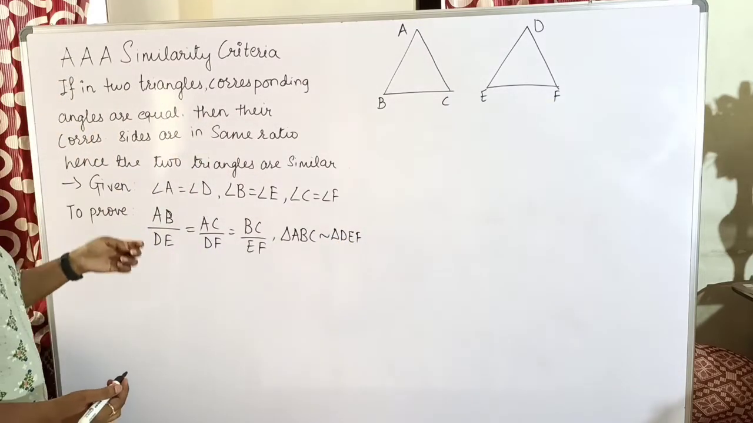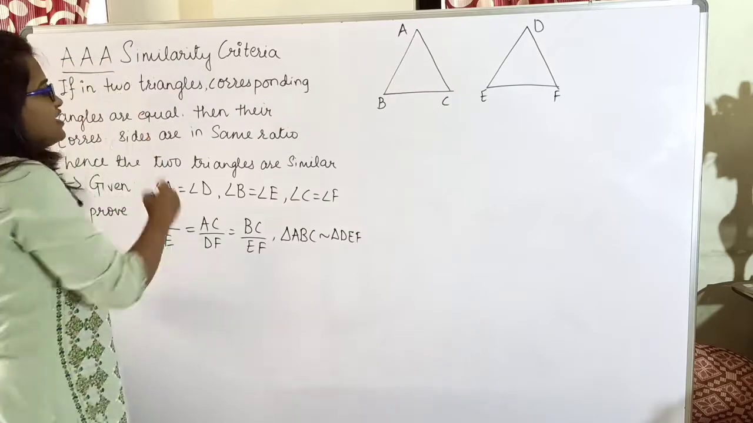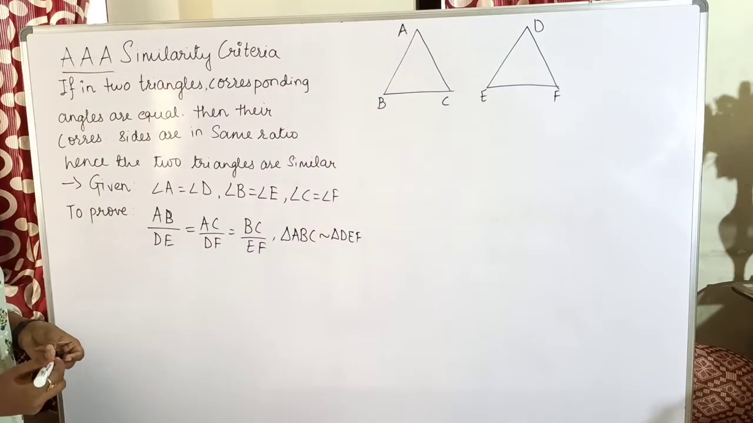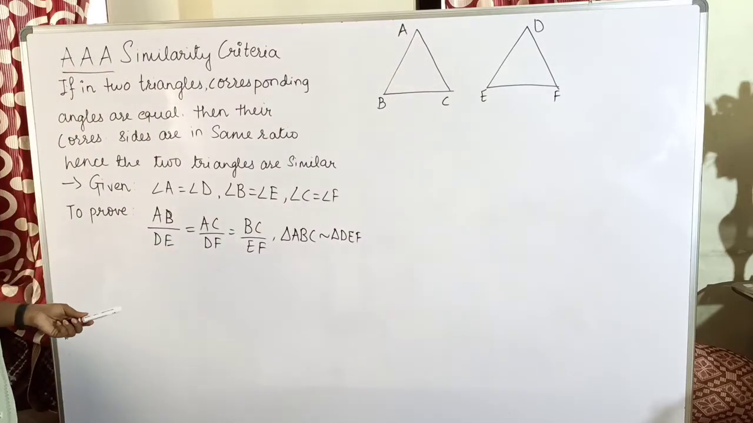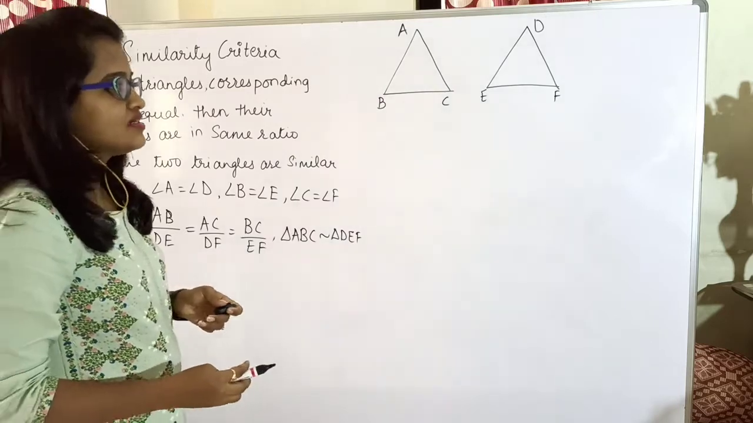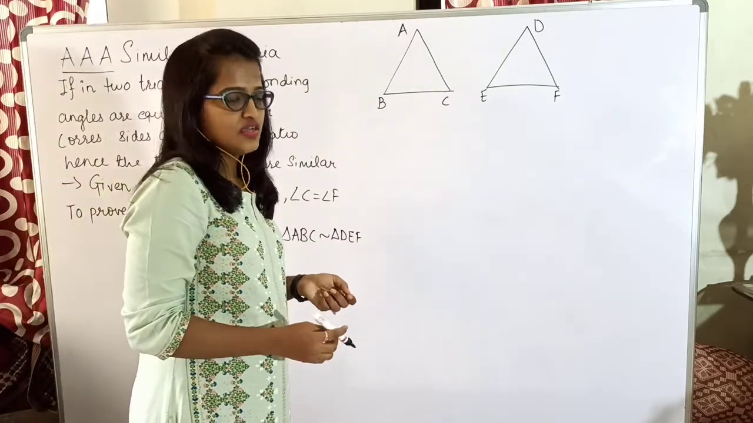So this is the AAA criterion, specifying that if three angles are equal, then their sides are in the same ratio. Now let us see how we can prove that their sides are in the same ratio. For that, we have to make one extra construction. What is it?